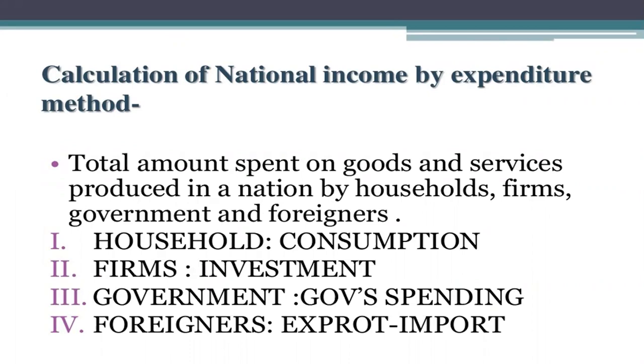That is the expenditure method. This method measures national income as the sum total of the final expenditure incurred by households, business firms, government, and the foreigners. This total final expenditure is equal to the gross domestic product at market price. So this method is also known as the income disposal method.